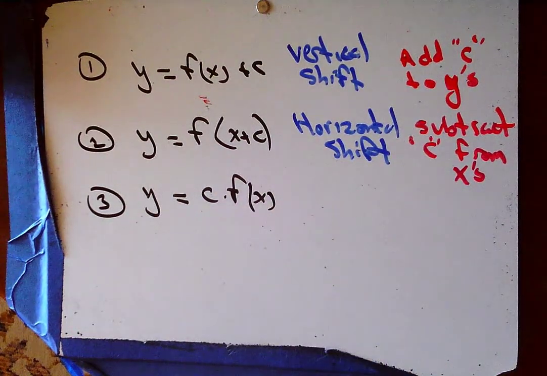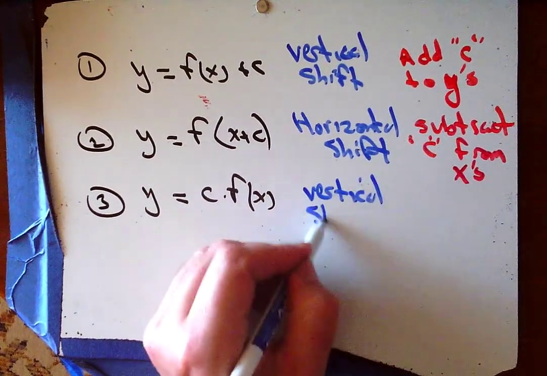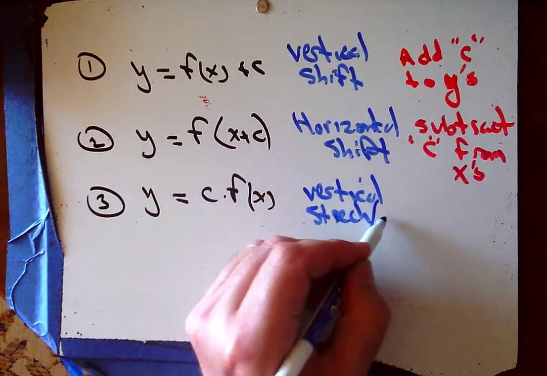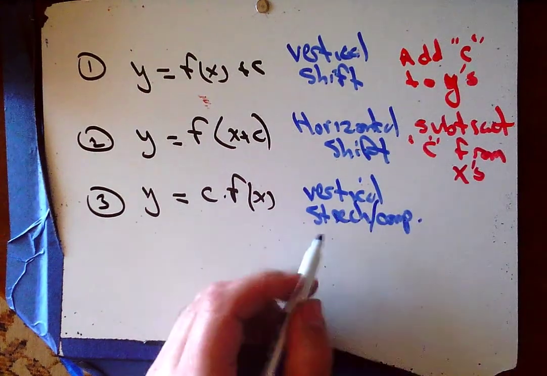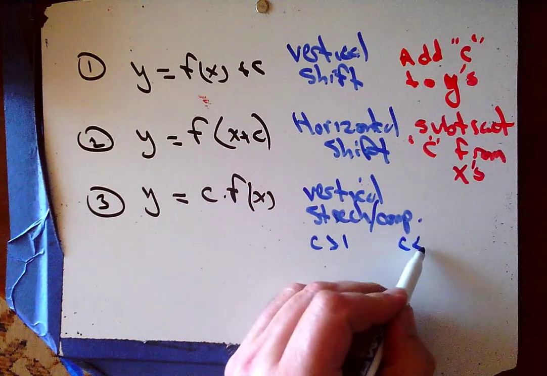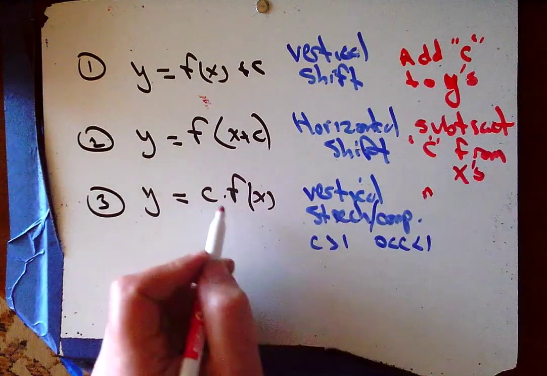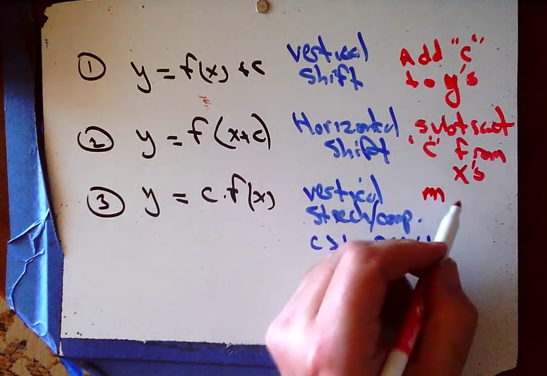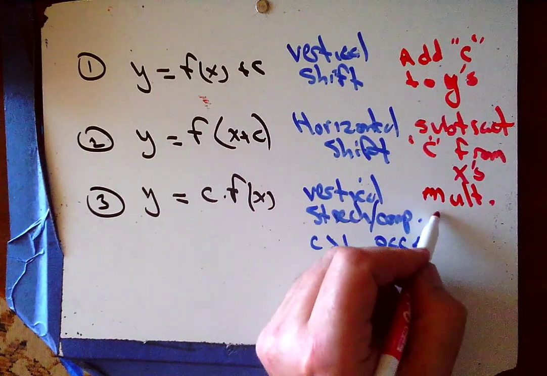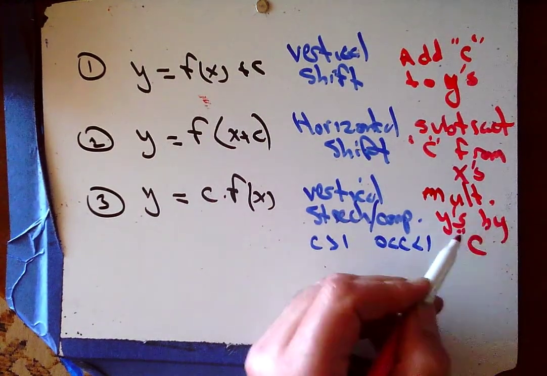This was a vertical stretch or compression. It was a stretch when c was bigger than 1, a compression for c values between 0 and 1. But what I did was simply, because it was outside of the function, I know it affects y values. I multiply the y's by whatever that c value is.